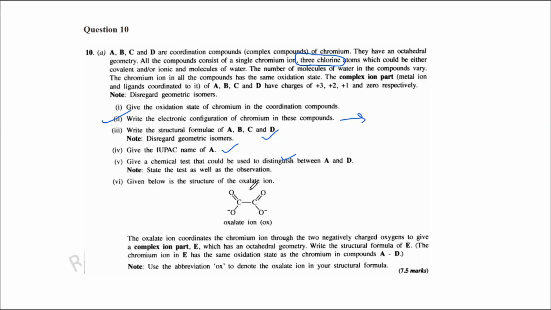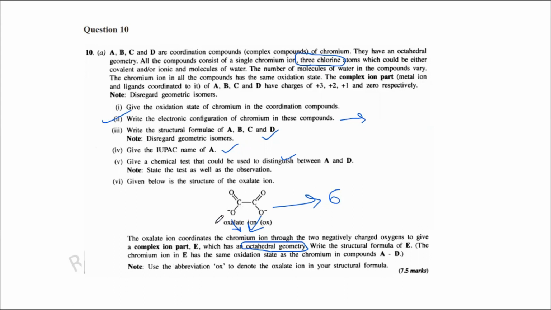So given below is the structure of the oxalate ion. The oxalate ion coordinates to the chromium ion through two negatively charged oxygens. So they are going to coordinate like this, okay, to give a complex ion part E, which also has the octahedral geometry. Think about this. We have oxalate and it has two coordination sites. So octahedral should have 6 coordination sites.